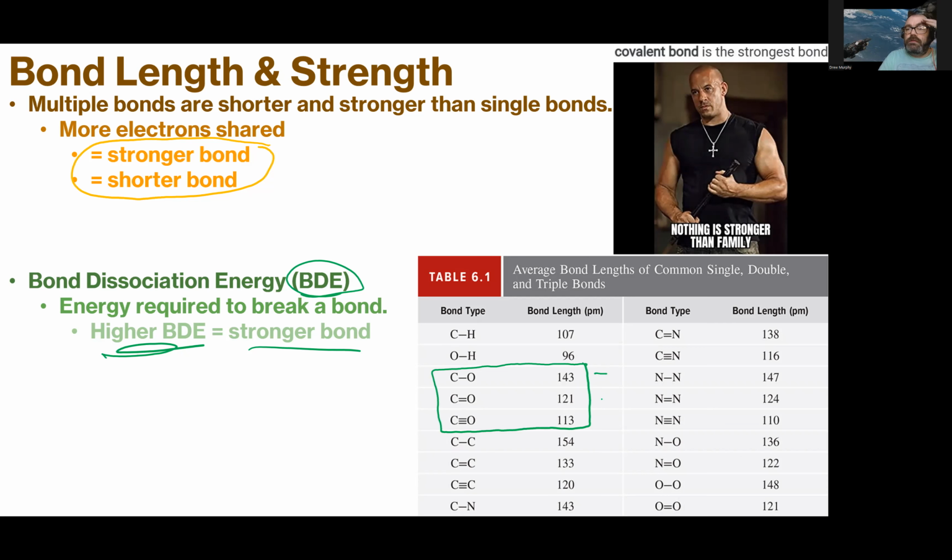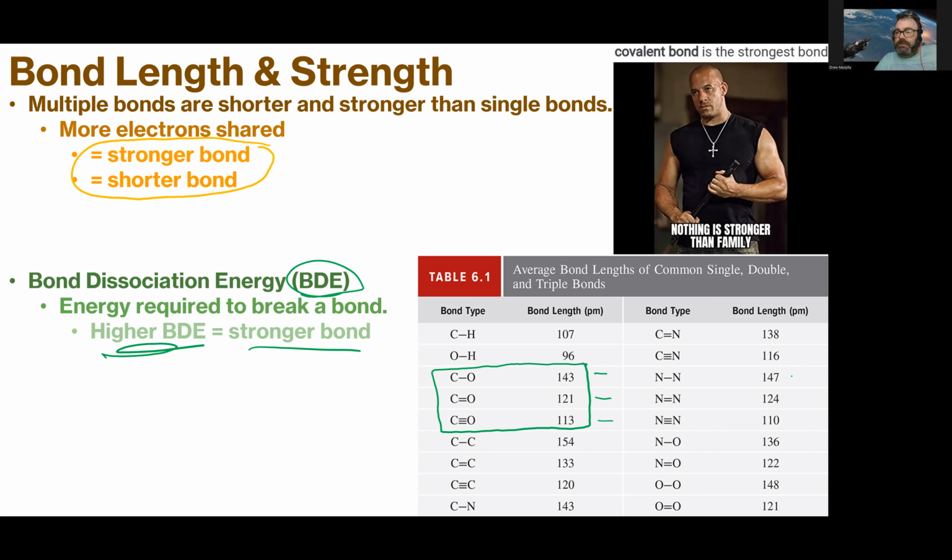The single is long, the double is shorter, and the triple is even shorter. And we can correlate this to the bond dissociation energy. I really should have put bond dissociation energy on here, but I didn't think about it. There's no need to memorize the lengths or anything like that, but the trend is going to be true here.